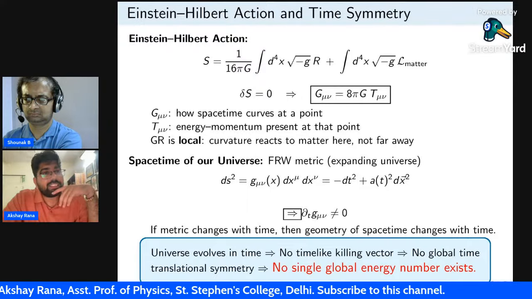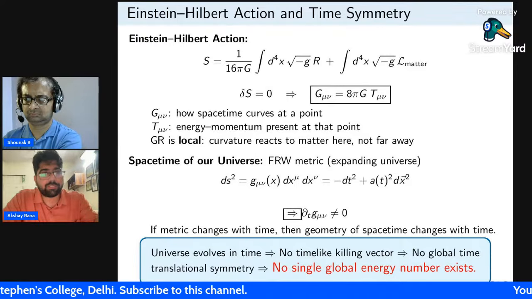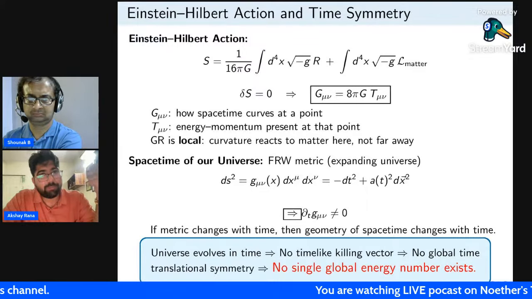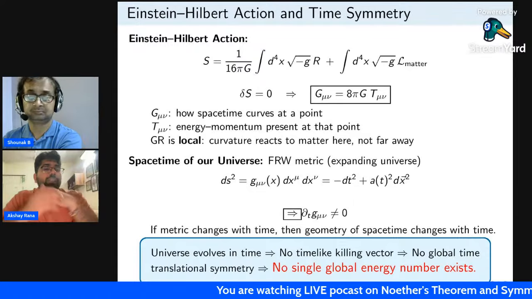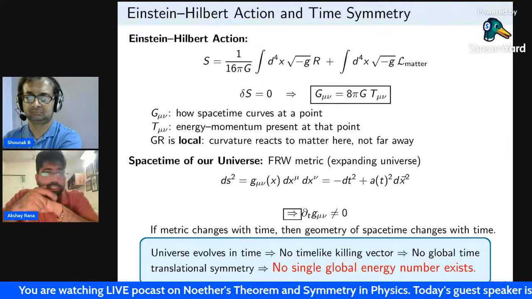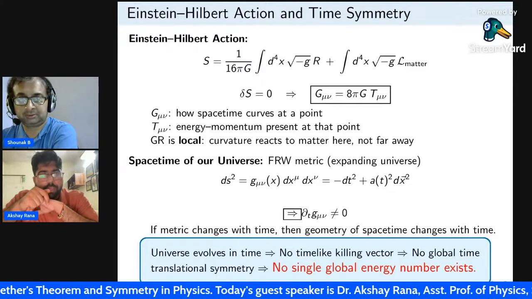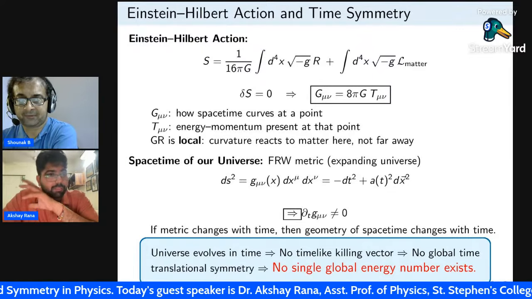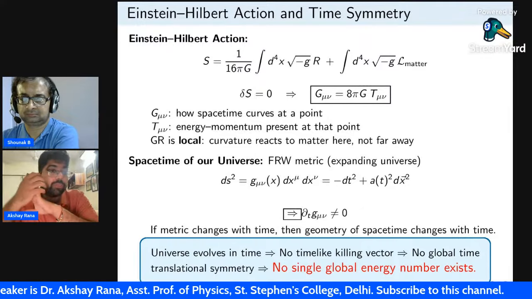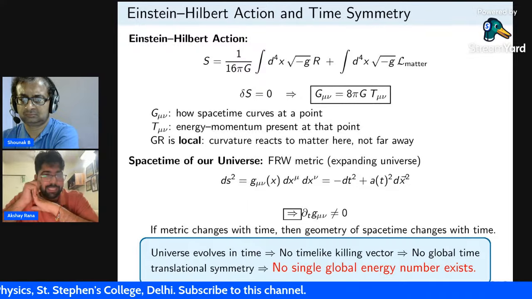When you have this action, the same action principle applies: the trajectory is where the action is extremum. You vary it and you end up with this famous equation. Even if you haven't understood it, you must have seen the famous Einstein field equation. The left hand side takes care of the curvature. The right hand side, T mu nu, takes care of all the matter content, and we call it the energy-momentum tensor.